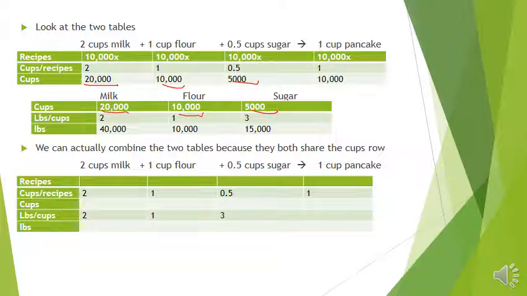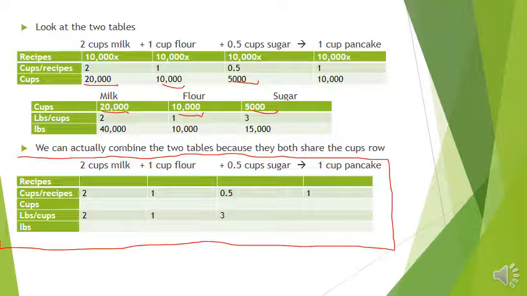So if you combine the two tables, you end up getting this thing right here, where you actually have two tables. You have recipe cup table, and then you have cup and pound table. So what we're going to do, we're going to use this table here that combines both of those tables to do our problems.